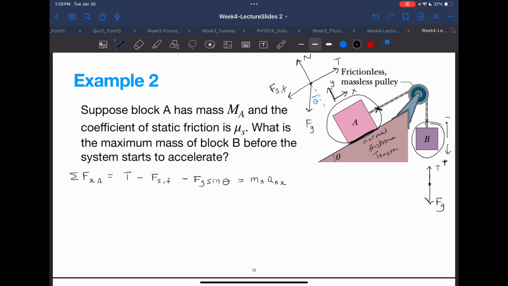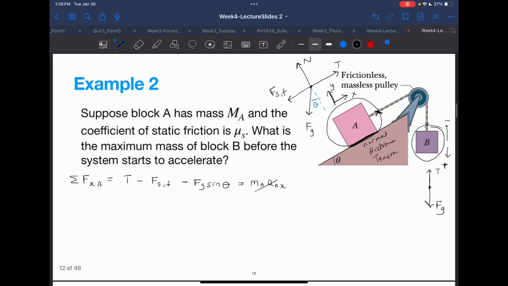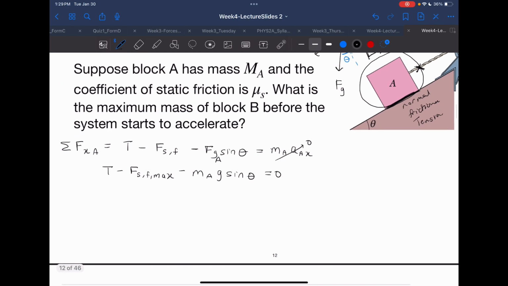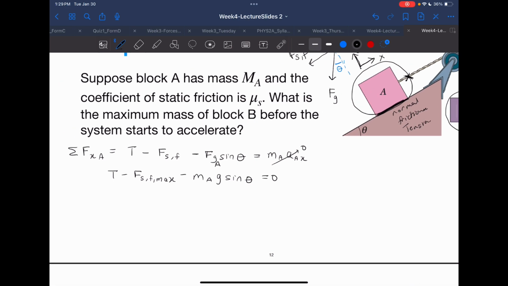Now, we're trying to get to the point where friction is maxed out, but the object remains at rest. So we're going to set this acceleration to 0. Now we have tension minus maximum force of static friction minus Fg sine theta. The force of gravity on block A, so I'll give that a subscript, is m_A times g times sine of theta, equals 0. So that is the sum of the forces in the x direction.